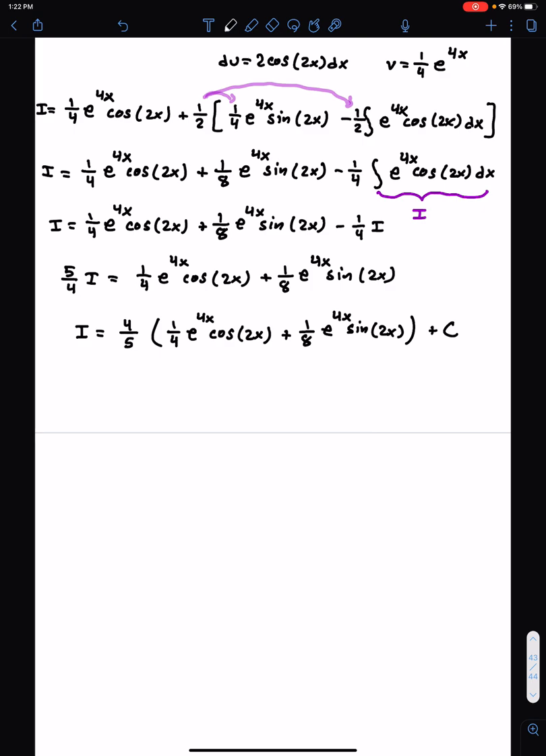So if I distribute the 4/5, the integral is 1/5 e to the 4x cosine 2x, and then 4/5 times 1/8 is 1/10, plus 1/10 e to the 4x sine 2x plus c. So that's the solve for the integral case.